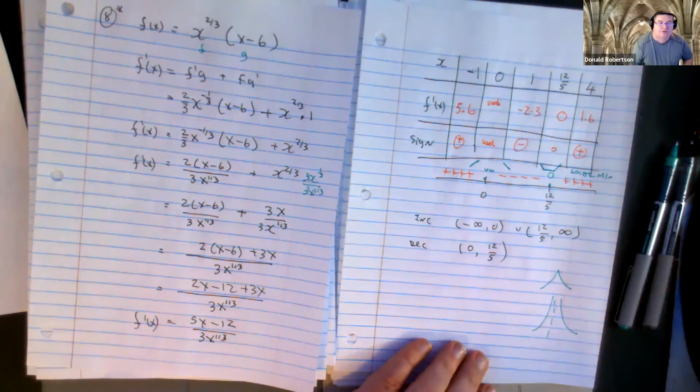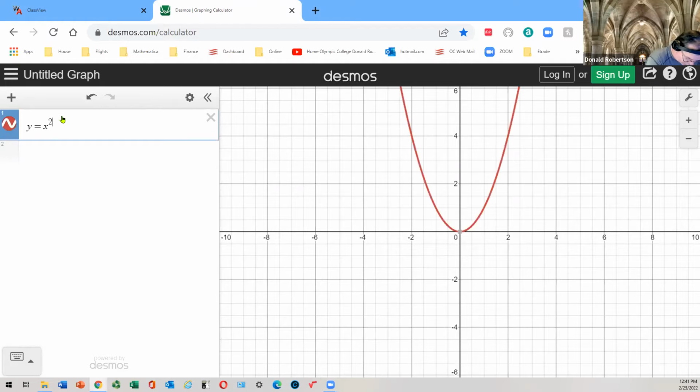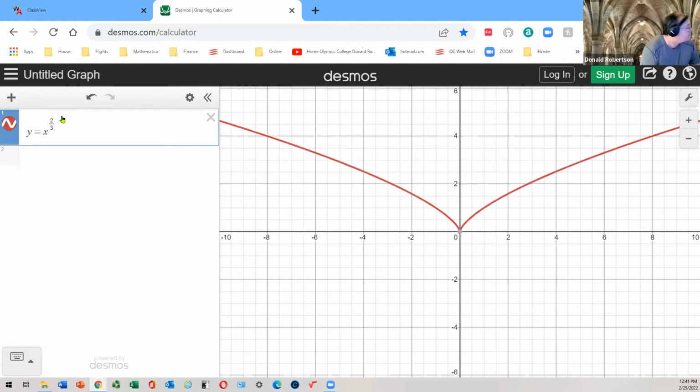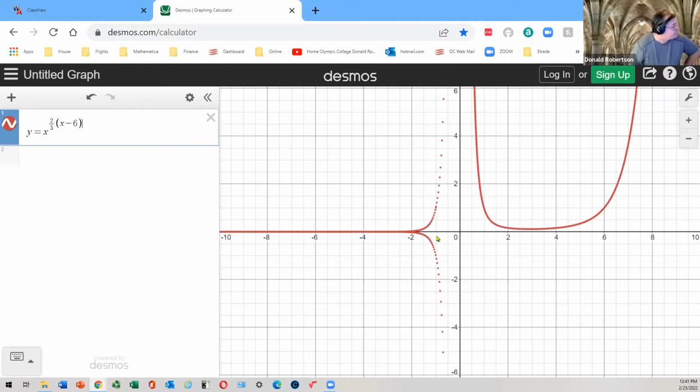So let's jump over and see what we get. So it's going to be y equals x to the 2/3, so that's x to the power of 2 divided by 3. Okay, that works. Brackets, x take away 6, close brackets. Wow.